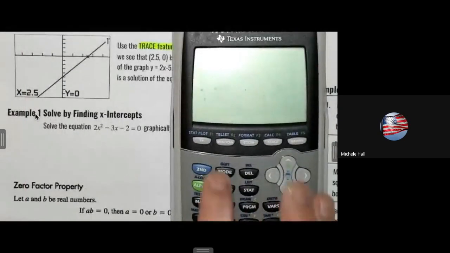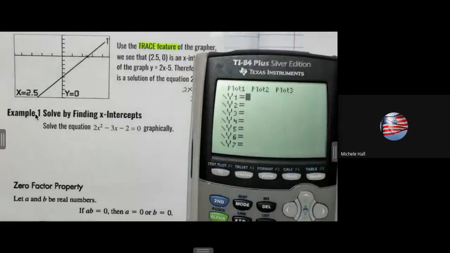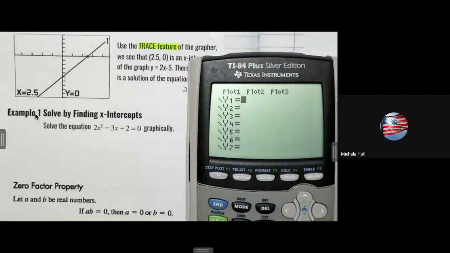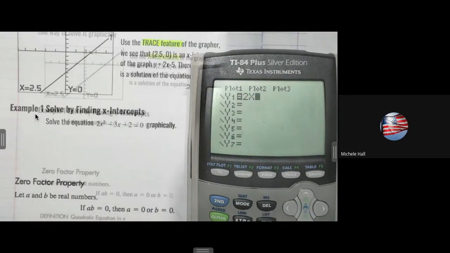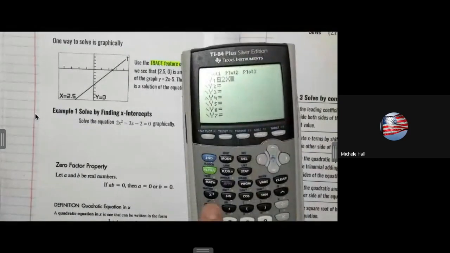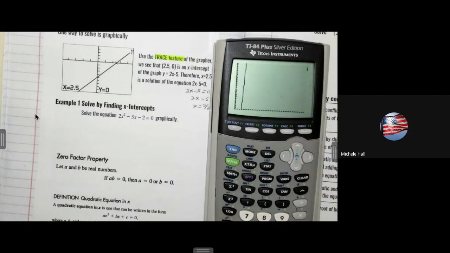So we're going to go to y equals. It always has to say y equals. Clear out anything that might be in there. Y equals, example 1, 2x, it's right here on the left, x squared. We're going to graph. My window's all messed up.